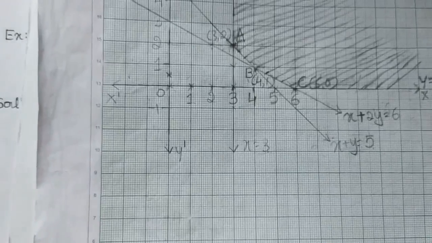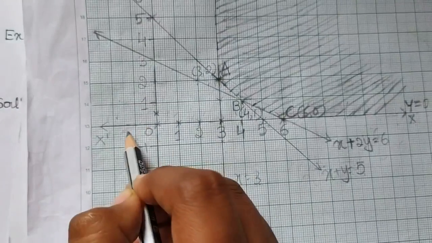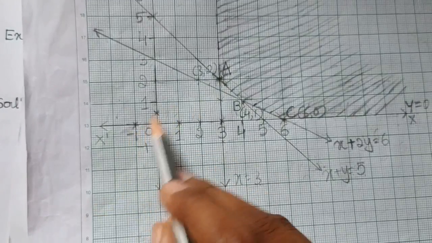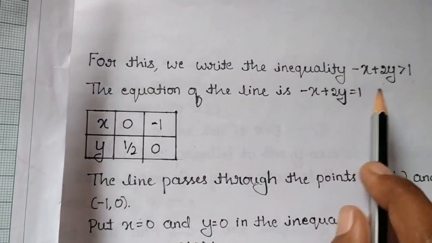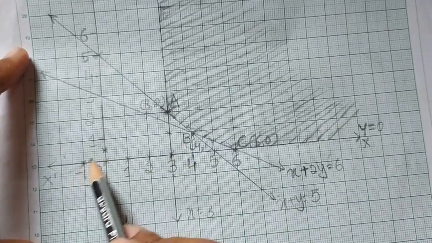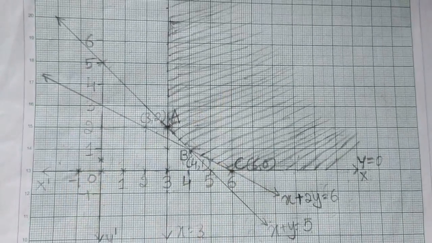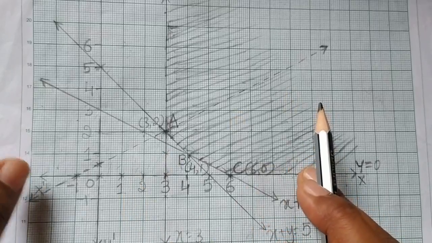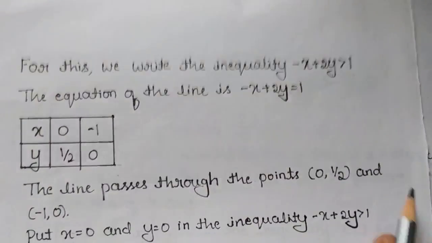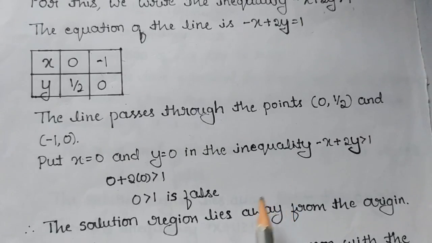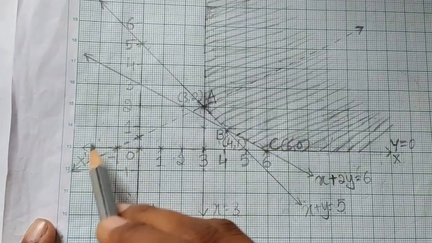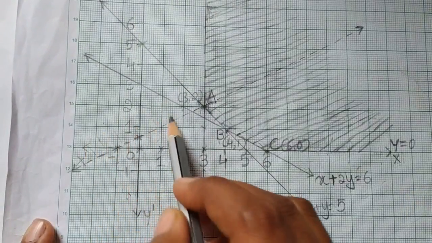X is minus 1 and y is 0. And the inequality is strict inequality. I draw a dotted line passing through these points. I'll draw the line. This is the line. Now the solution region lies away from the origin. Origin lies below the line. The solution region lies above the line.